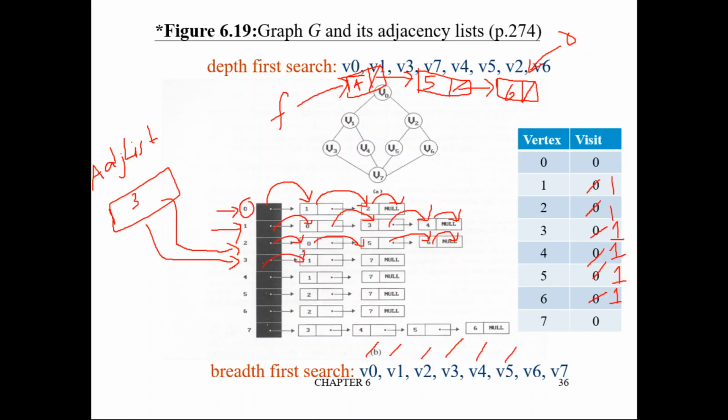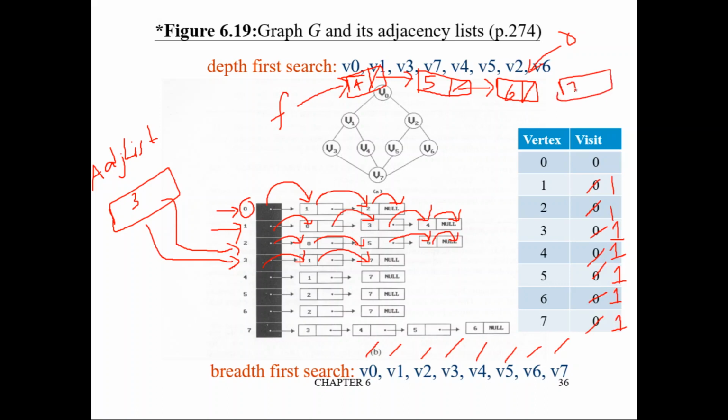Is it visited? Yes. Go next. 7. Is it visited? 7 is not visited, so visit. Okay, 6 we have visited already, 7 you visit and display it, right? Okay, so 7 we are visiting for the first time, so add 7 to the queue.